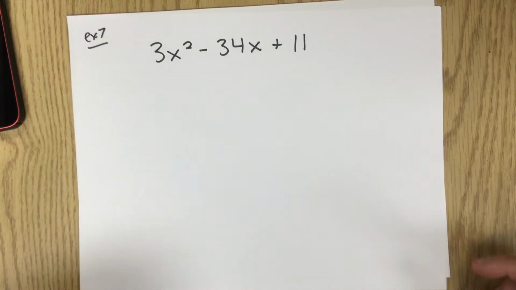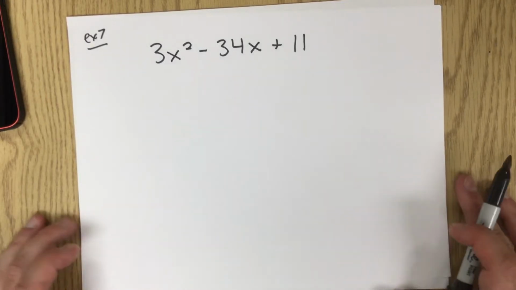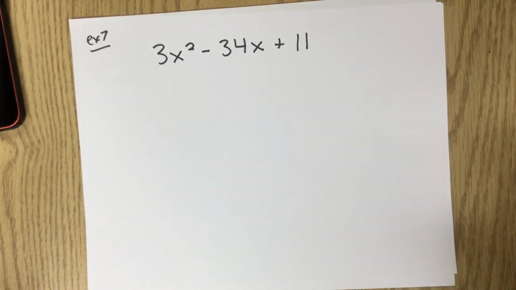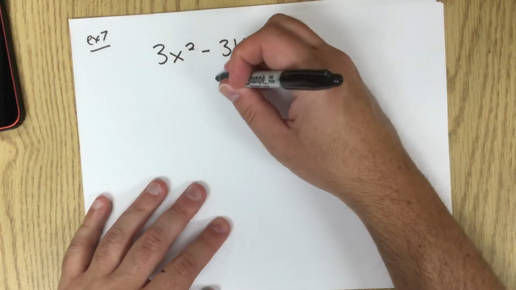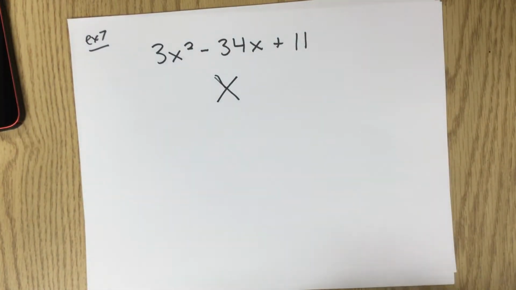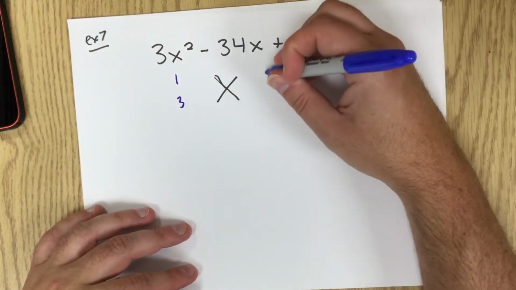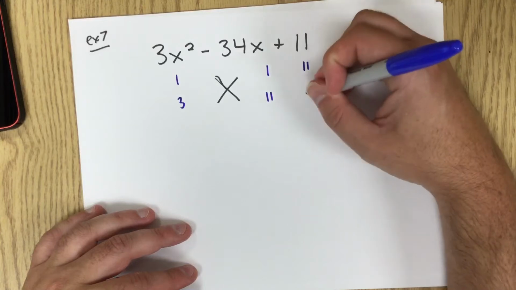Okay, so this one's slightly different, and what we have here is a negative. And the nice thing is, we're going to set it up the same way. So everything's going to be the same until right at the end. So you could pause and try to set it up the right way if you want. So this is going to be 1 and 3. This is going to be 1, 11, 11 and 1.